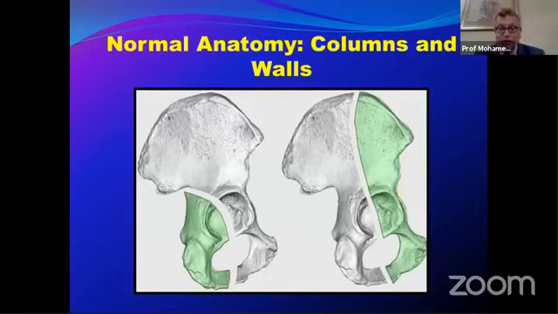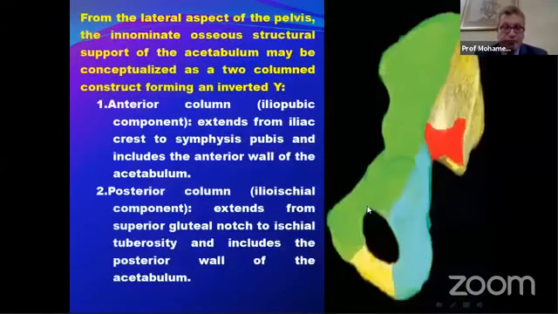The normal anatomy of the acetabulum has columns and walls. This is the anterior column and this is the posterior column. Walls: this is the anterior wall and this is the posterior wall. From the lateral aspect of the pelvis, the innominate osseous structural support of the acetabulum may be classified as a two-column construct forming an inverted Y shape.